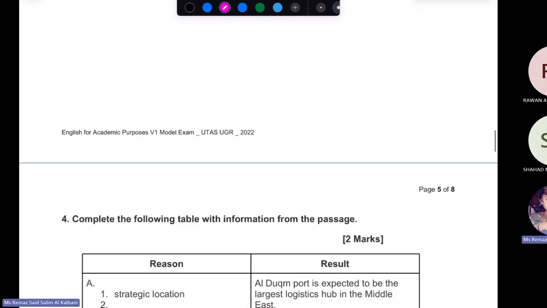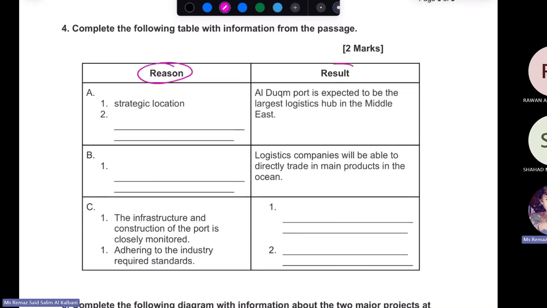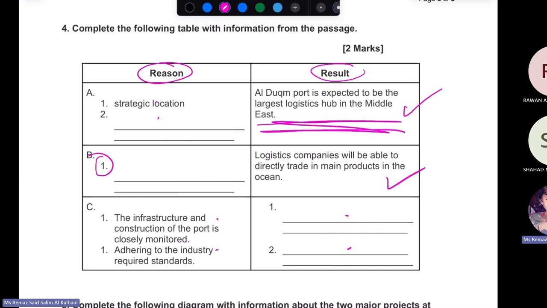Now let's move to question number 4. You have a table. You have reason and result. Two reasons that resulted in this statement. So when you go back to the paragraph, you see tragic location and what? Which caused this. Okay? And you have one reason that caused this one. You have here two reasons that cause two results. You will find it directly in the paragraph. Okay guys?